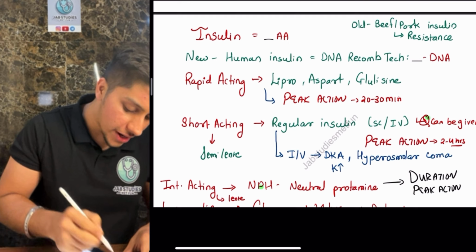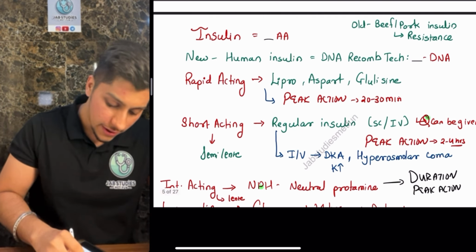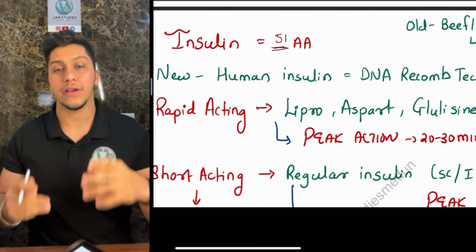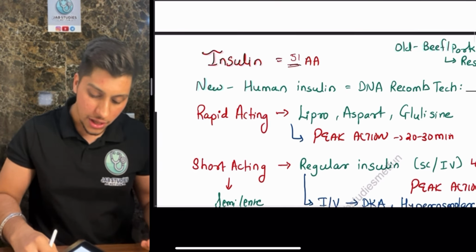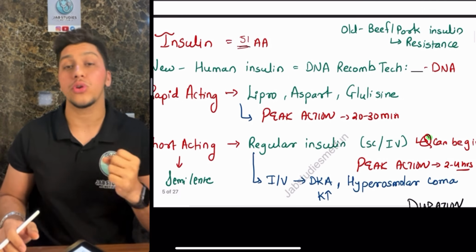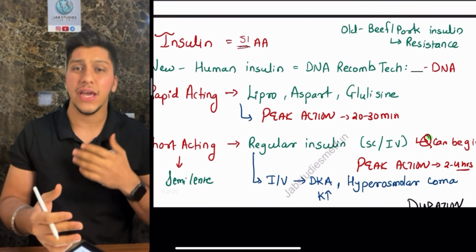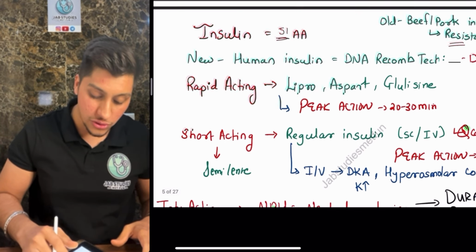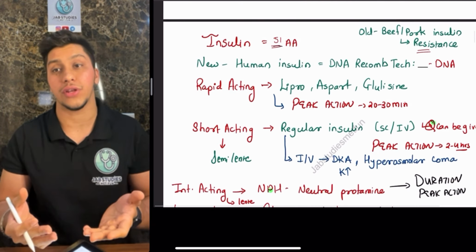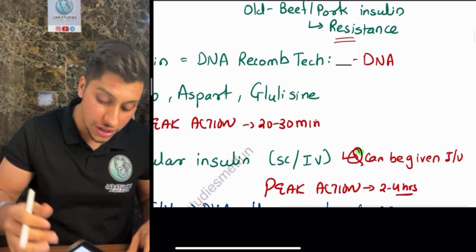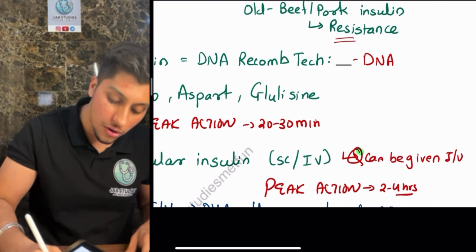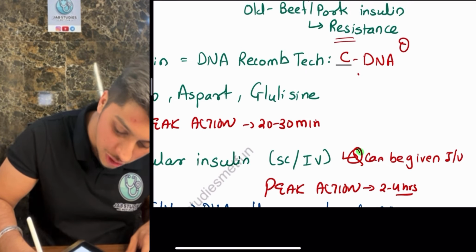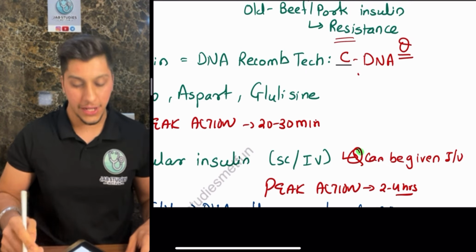Whenever I talk about insulin, let's think about biochemistry. Insulin is a 51 amino acid chain, with A and B chains. Earlier we used to use beef and pork insulin, but because of reactions and resistance, we stopped using it. Another main reason we stopped is the development of human insulin, which is made by a DNA recombination technique.